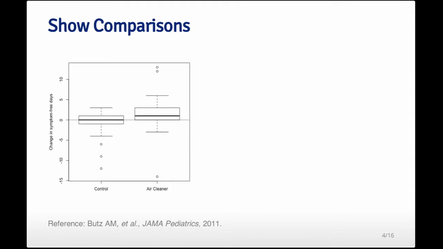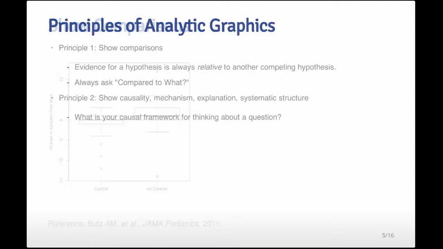So it's always important to show a comparison in a plot, so you can have a basis to compare what you're showing, and so you can compare the evidence between two different hypotheses. The second basic principle is to show causality or mechanism, or to make an explanation and to show what's going on, show some systematic structure.